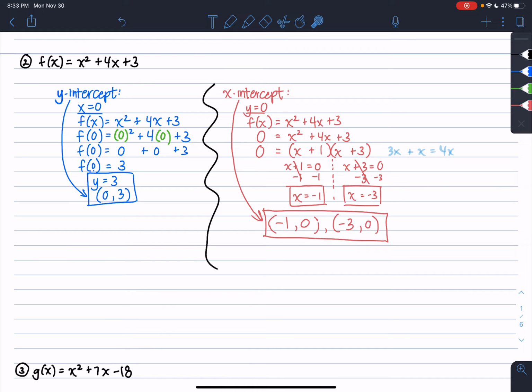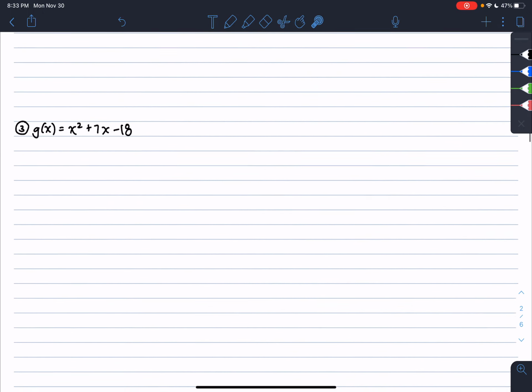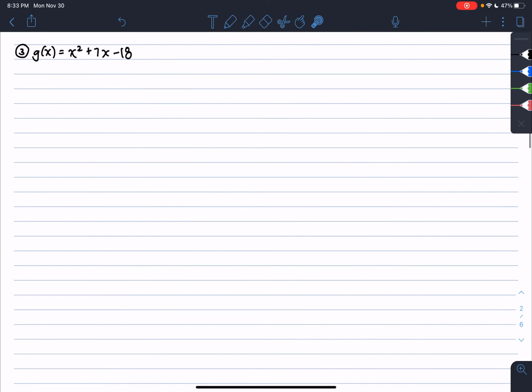All right, now let's look at number 3. For number 3, I want you to try this one on your own for a bit. So go ahead and pause the video right here, copy the problem down, and try solving this one on your own. Once you are done solving, go ahead and play this video to see if your solution matches with mine. All right?